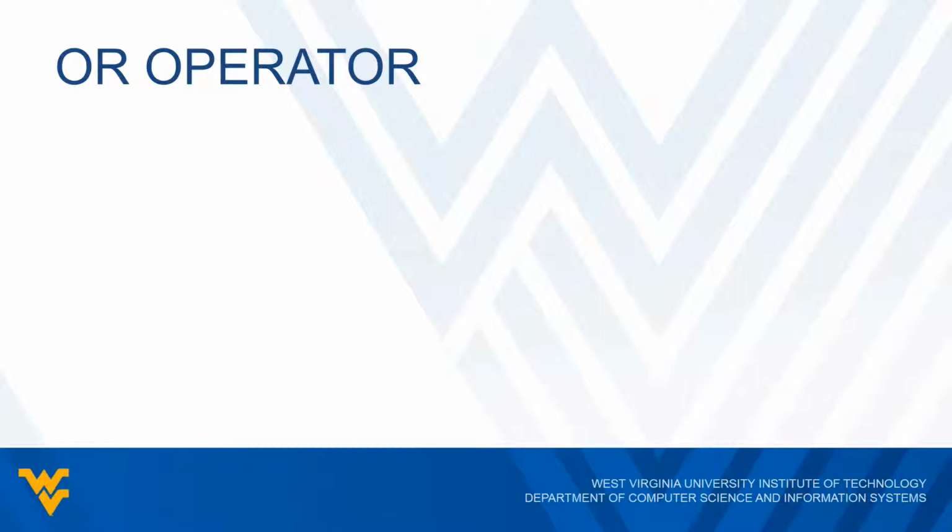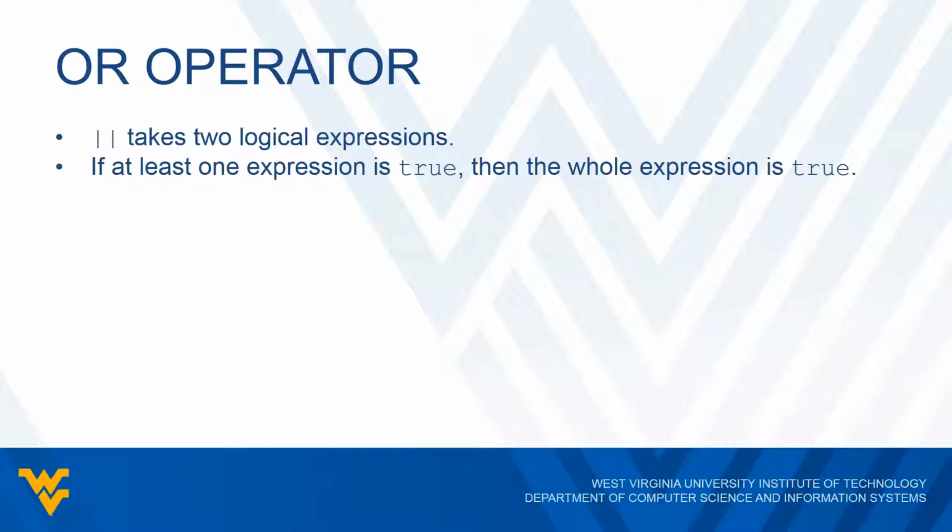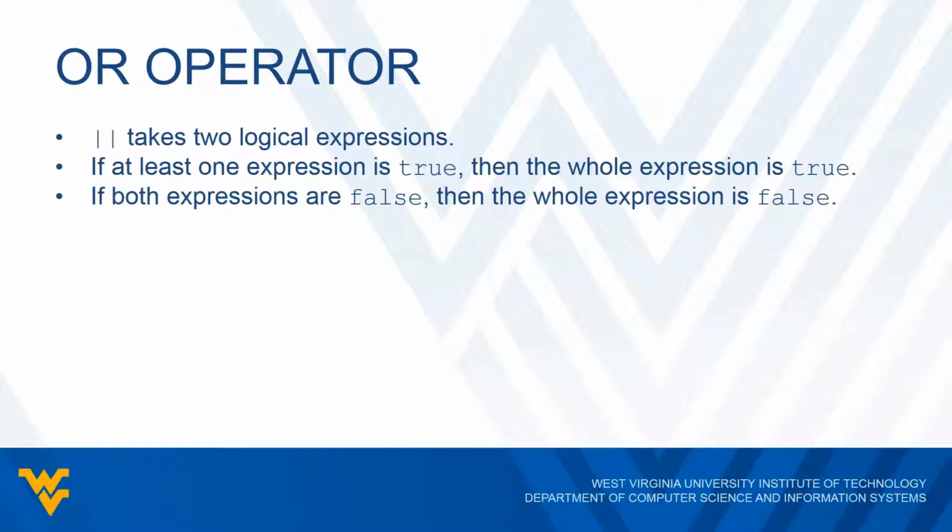Now the OR operator also takes two logical expressions, just like the AND operator. And this kind of does the exact opposite of the AND. If at least one expression is true, then the whole thing is true. I can have everything else be false, but as long as one thing is true, the whole combined expression is considered true. Now, if all the expressions, or in this case, since we're really only dealing with two, if both of the expressions are false, then the whole expression is false.